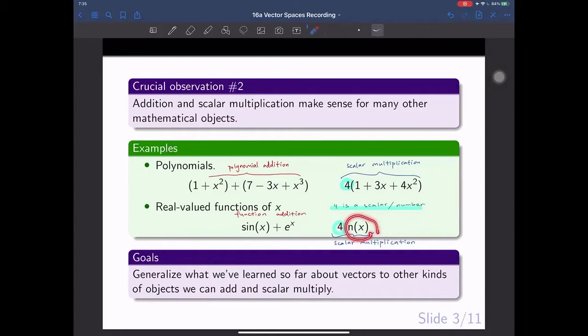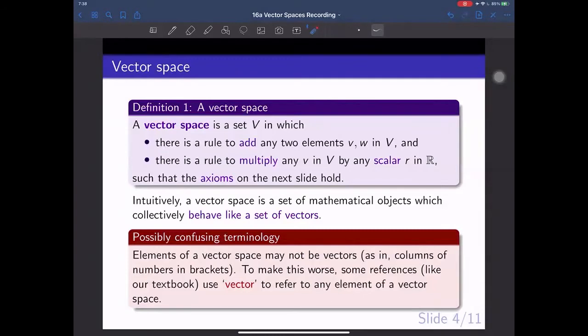Our goal in this lecture and the next few lectures is to take the whole class and generalize it as much as possible. We will replace the idea of vectors with other kinds of objects we know how to add and how to multiply by a number. We will start with a new definition. We need a name for a set of objects that behave like vectors. The standard name for this is vector space.